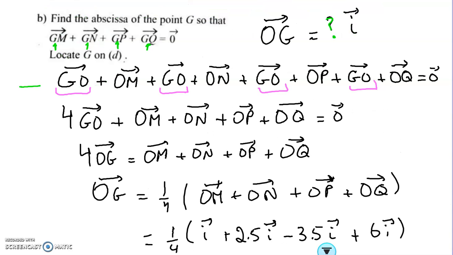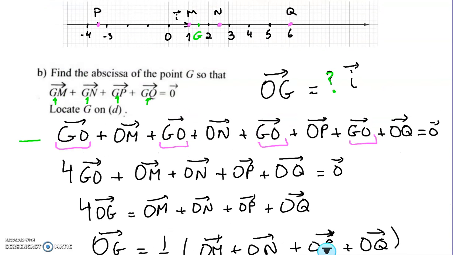Now, another way of doing this would be the following. I could have, in this step, instead of working with vectors, directly changed to coordinates, abscissa. So here, for example, I could have written xm minus xg plus xn minus xg plus xp minus xg plus xq minus xg is equal to x of O, which is 0. And then I substitute all the numbers and solve to get the value of xg. Of course, you get the same answer.